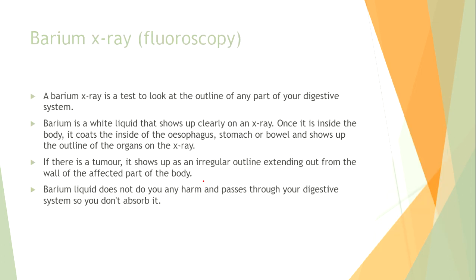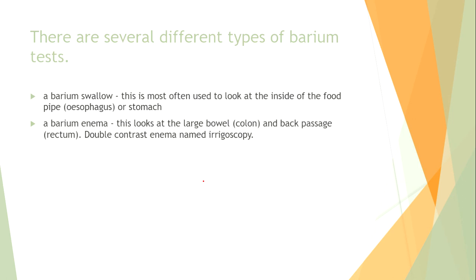Barium X-ray fluoroscopy. A barium X-ray is a test to look at the outline of any part of your digestive system. Not your, of course, the patient's digestive system. Barium is a white liquid that shows up clearly on an X-ray. Once it is inside the body, it coats the inside of the esophagus, stomach or bowel and shows up the outline of the organs on the X-ray. If there is a tumor, it shows up as an irregular outline extending out from the wall of the affected part of the body. Barium liquid does not do you any harm and passes through your digestive system, so you don't absorb it. There are several different types of barium tests.